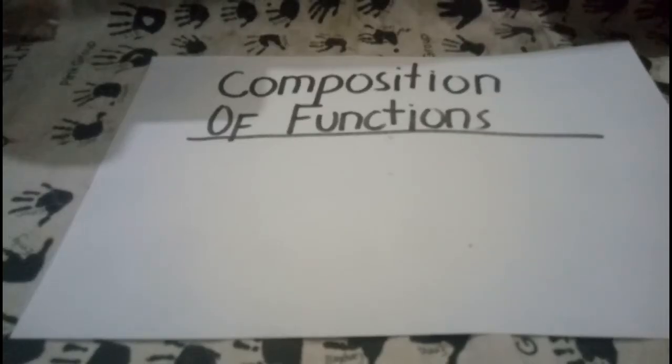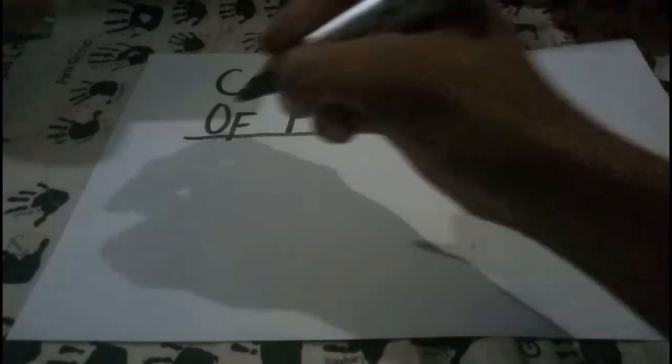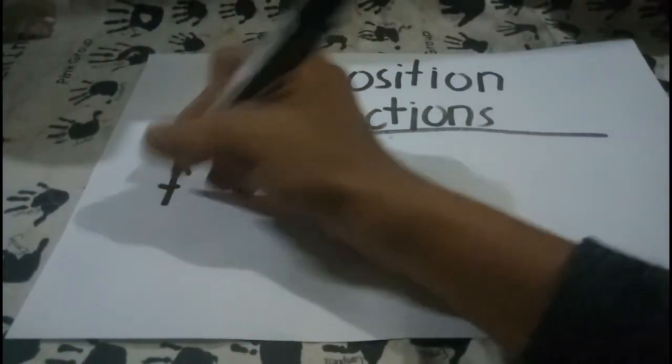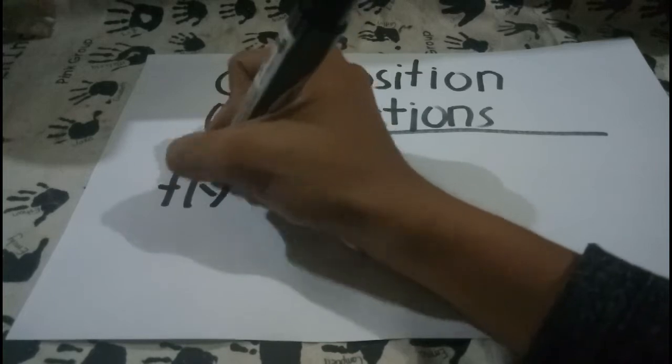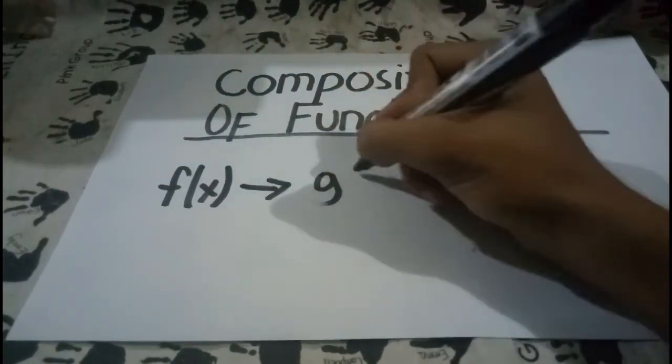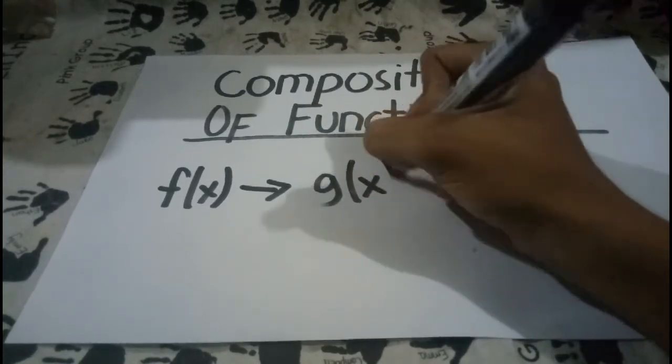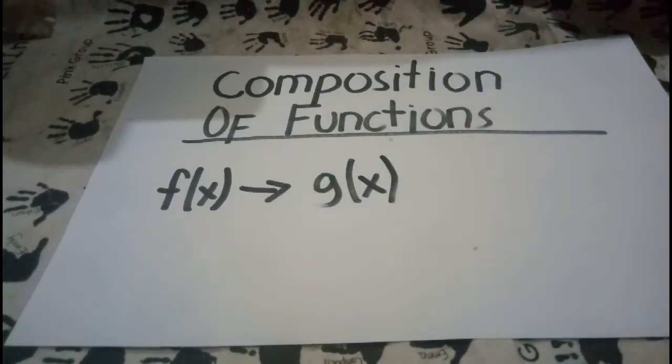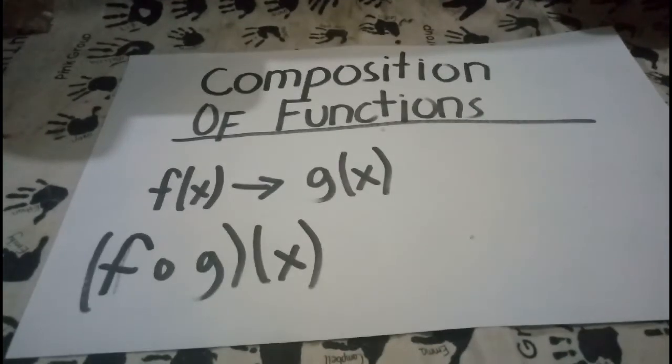Guys, today we will be talking about composition of functions. What is composition of functions? It is the application of one function to the result of another. The result of f is sent through g. F of g of x.